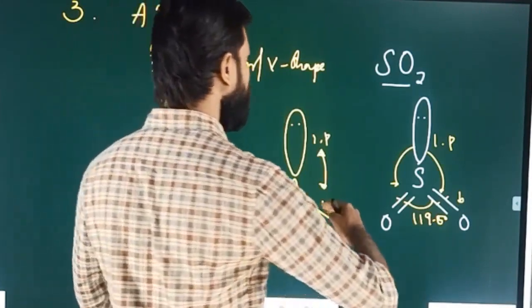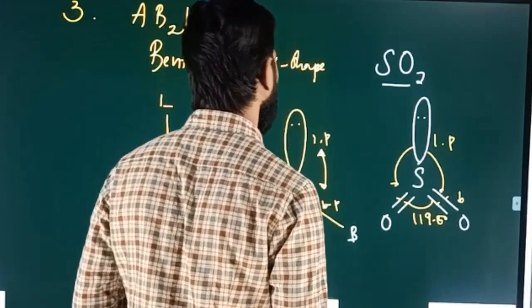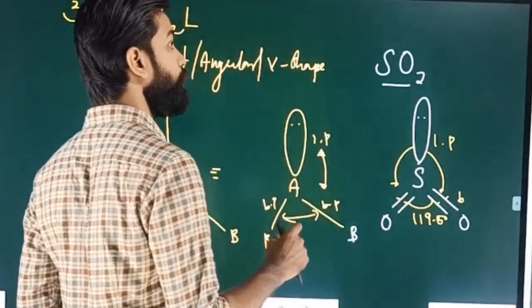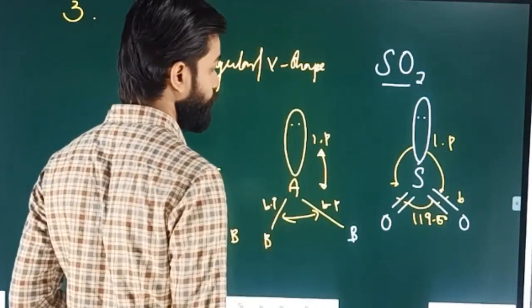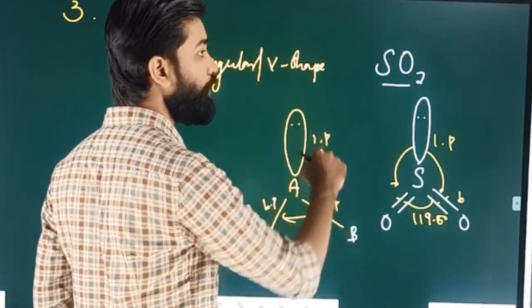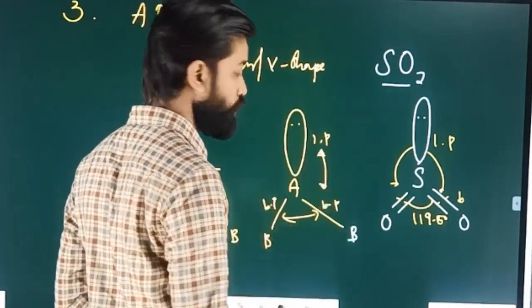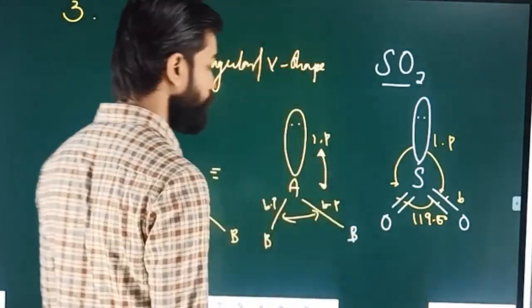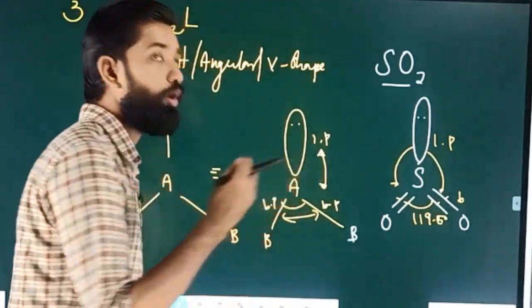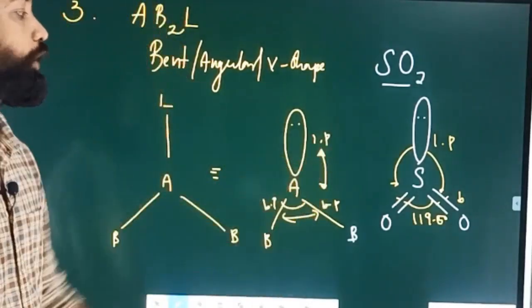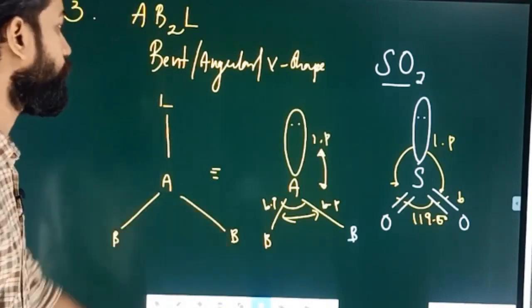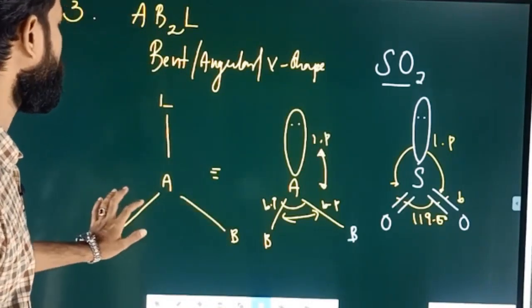In order to reduce the strain and increase stability, they try to reduce the greater repulsion compared to the lesser one. So they try to reduce the lone pair bond pair repulsion so that two bond pairs get closer, and the bond angle has a small decrement. So the expected bond angle is 120 degrees, but it is actually 119.5 degrees due to that particular repulsion. So this is a structure called AB2L.